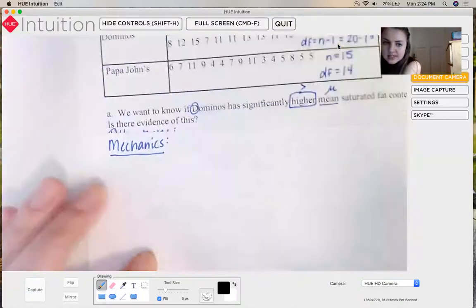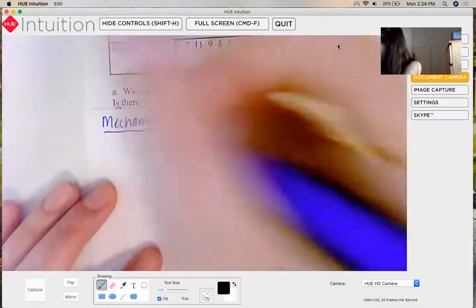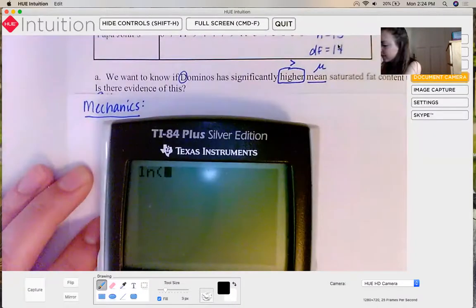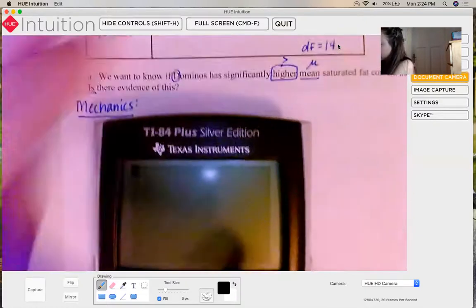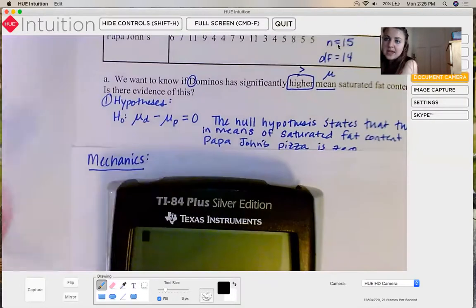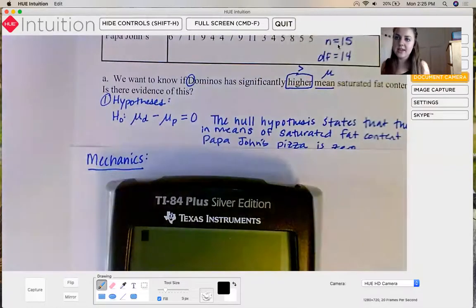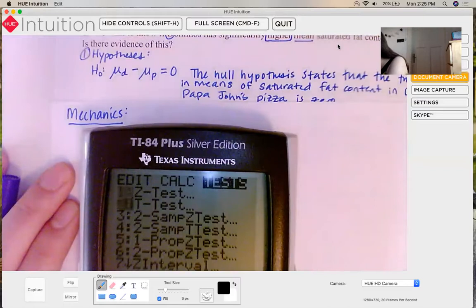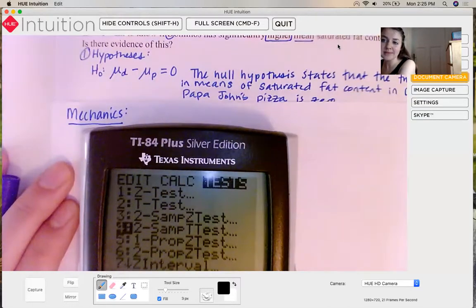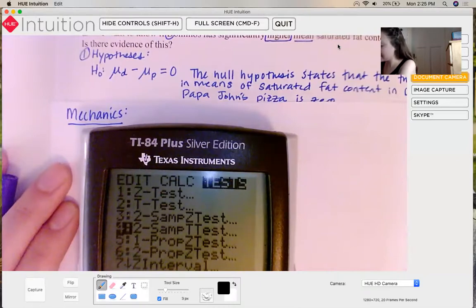Okay. So my mechanics is what I'm going to do is start off by coming over here to my calculator. And I just want to show you guys where this is found, okay? Remember, we've decided that we're doing D minus P, okay? So if the numbers are positive, that's telling me that the difference is positive, which means Domino's is higher. If I get negative numbers, that's telling me that Papa John's is actually higher. So we're going to come to stat, test, and this is a 2-sample t-test. That's actually what we named it at the beginning of this. So a 2-sample t-test, okay?